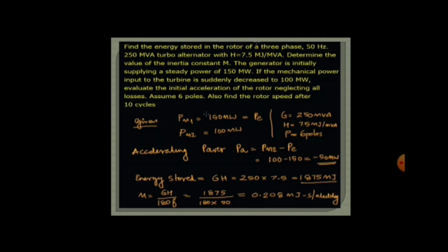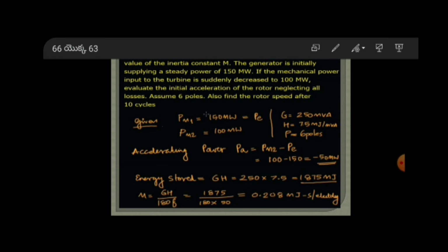The generator is initially supplying a steady power of 150 megawatts. You can observe these two values. If the mechanical power input to the turbine is suddenly decreased to 100 megawatts, evaluate the initial acceleration of the rotor, neglecting all losses, assuming 6 poles. Also find the rotor speed after 10 cycles. What will be the speed?